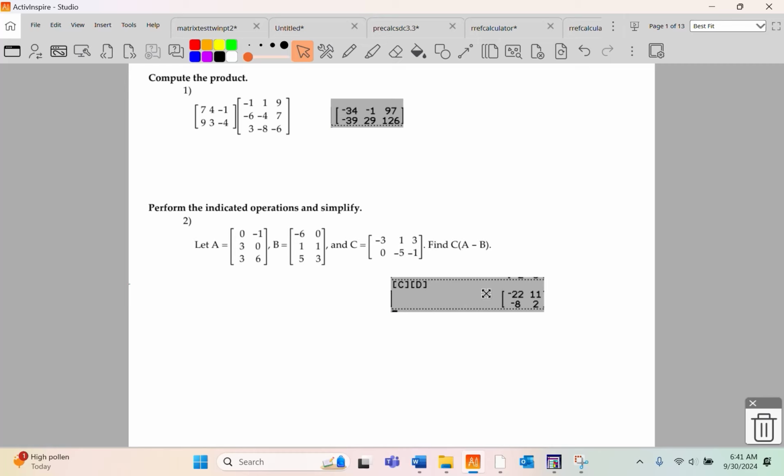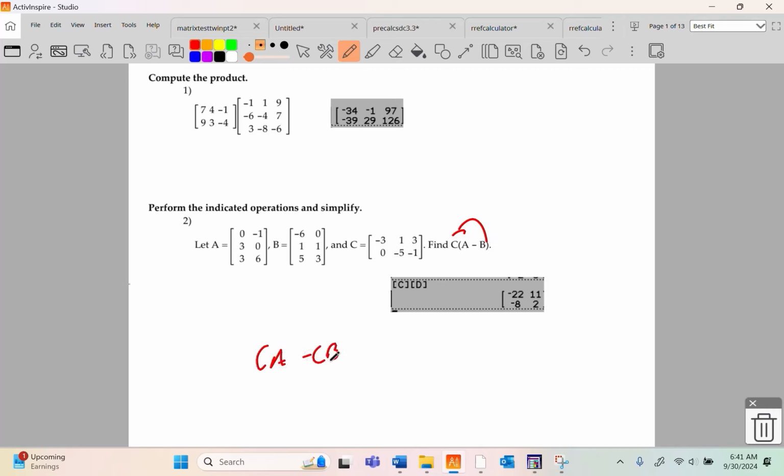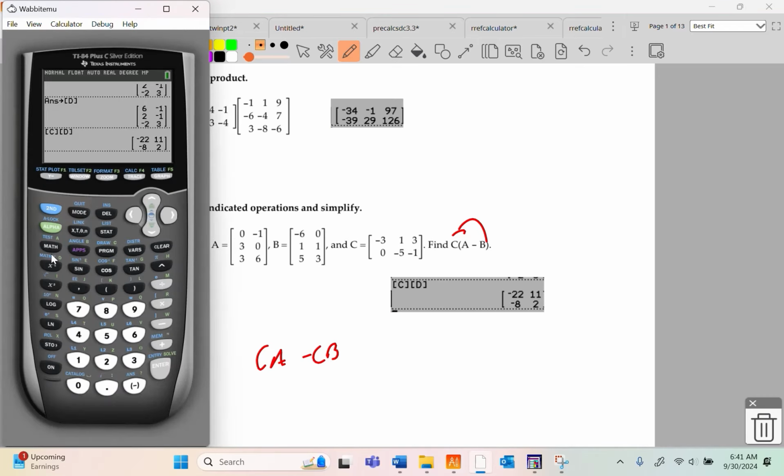What might be easier for you to do is to just think about the distributive property and realize that this is CA minus CB. Let's see if your calculator can do that. I bet it can. So we go to second matrix, we choose C, second matrix, we choose A, minus second matrix, we choose C, second matrix, we choose B. See, same thing. Pick your poison, kids.